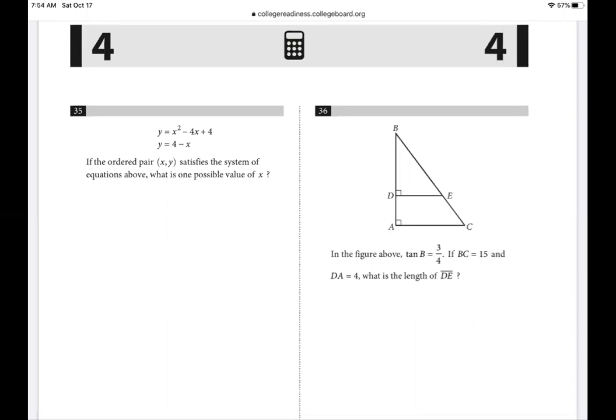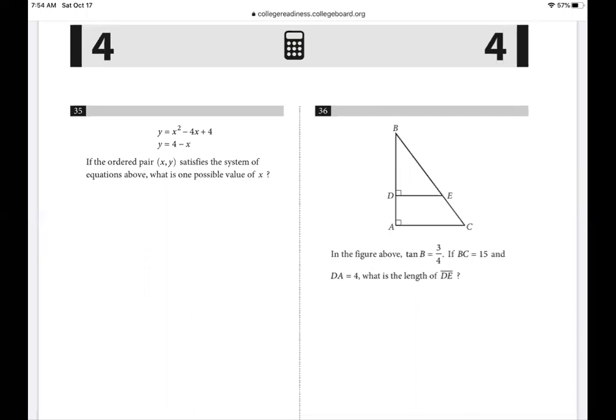This is practice test 7, section 4, which you are allowed to use a calculator for, questions 35 and 36. Please find the link to the official SAT practice test in the description below, as well as links to the other pages of this section. If you would like to try these two problems without any hints, please pause now and do so. I'll go through some hints and then go through them in more detail.